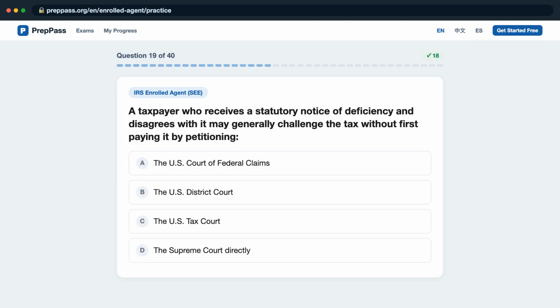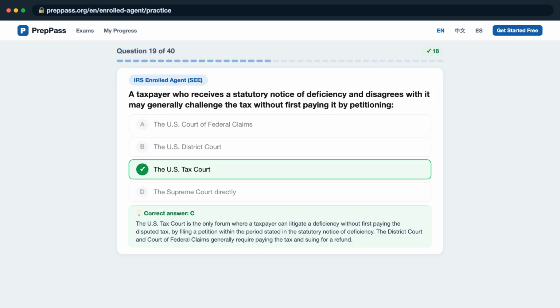Question 19. A taxpayer who receives a statutory notice of deficiency and disagrees with it may generally challenge the tax without first paying it by petitioning. Is it A, the U.S. Court of Federal Claims? B, the U.S. District Court? C, the U.S. Tax Court? D, the Supreme Court directly? The correct answer is C.